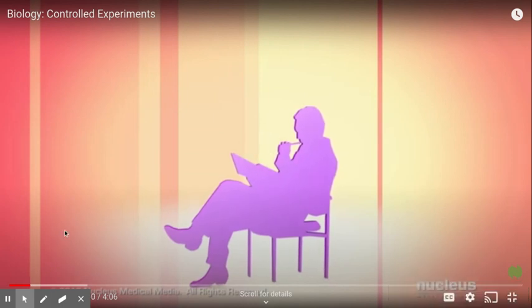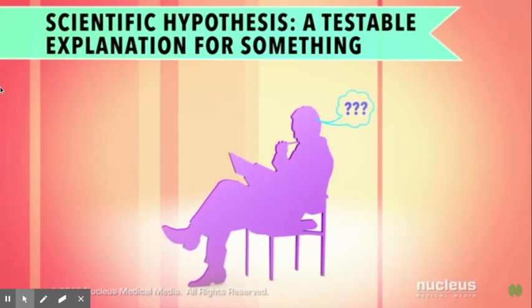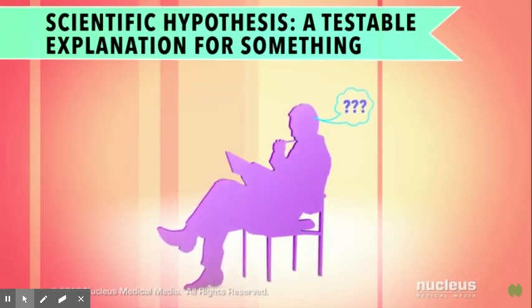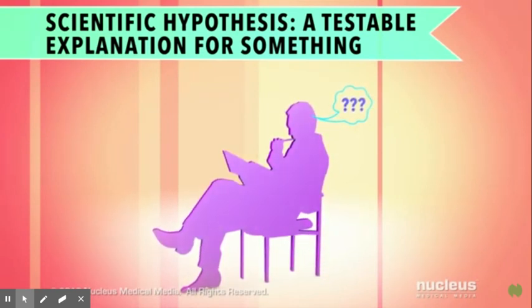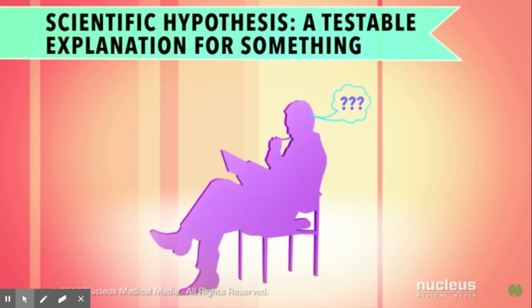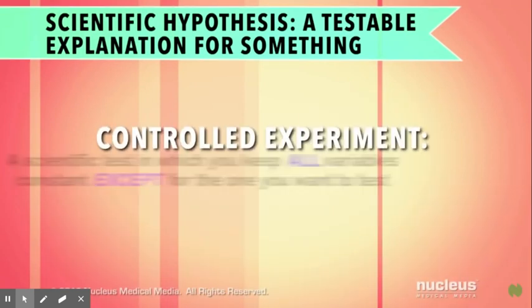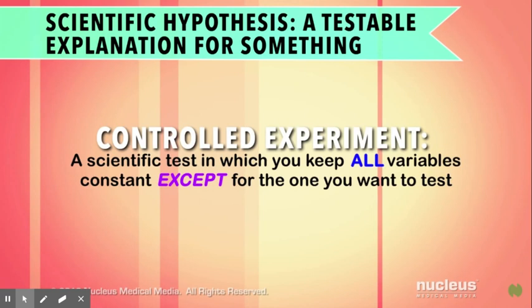You have an idea that you think might explain a situation. This is called a scientific hypothesis. How could you find out if your hypothesis is correct? Well, you'd set up a controlled experiment in which you control or keep constant all the factors known as variables, except for the one you want to test.